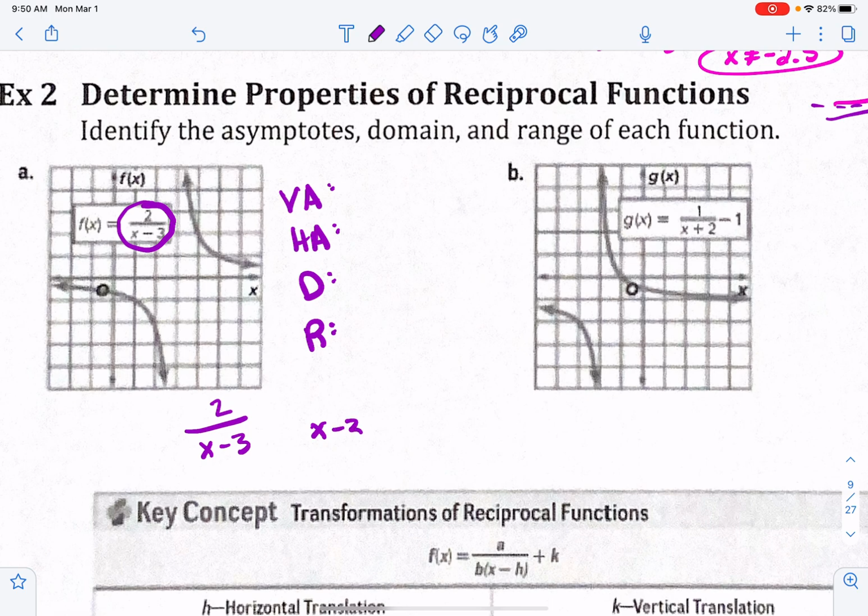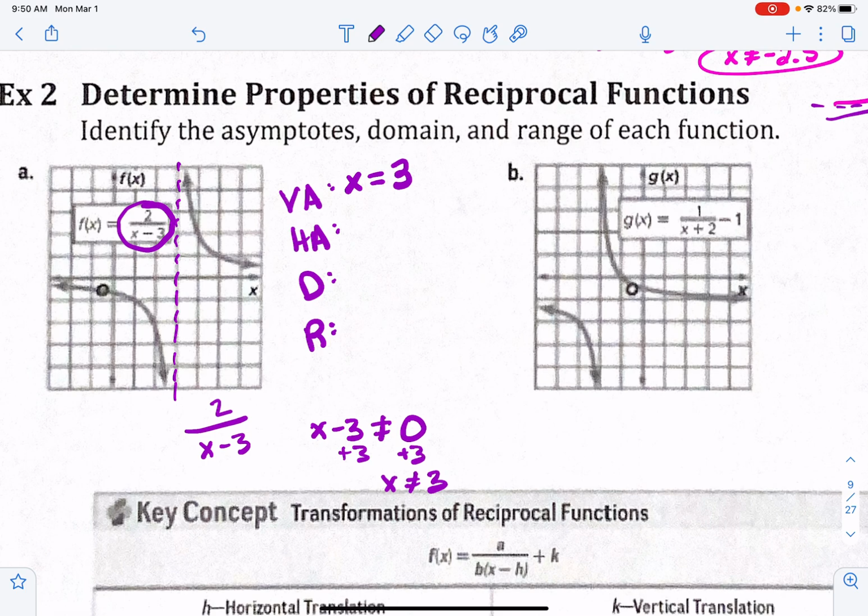If you say x minus 3 is not equal to 0, and add the 3 over, x is not equal to 3. So that's where my vertical asymptote is, except we say x is equal to 3. That is the vertical asymptote, okay? So rather than not equal to 3, we say equal to 3 because x equals 3 is the line, that one right there, okay?